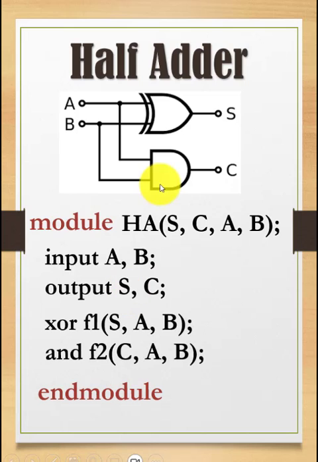And finally, the final step is functionality. In this functionality, this is the XOR gate, so XOR, and the label is F1, and output is S and inputs are A, B. Same way for AND gate. AND is the keyword and F2 is the label, and C, A, comma B. Then that's it. That's it, your first program in a minute.